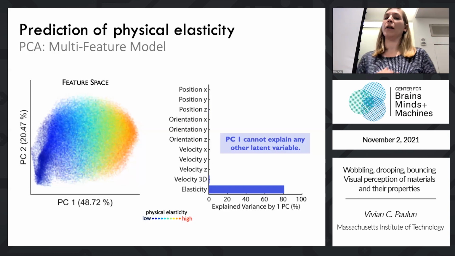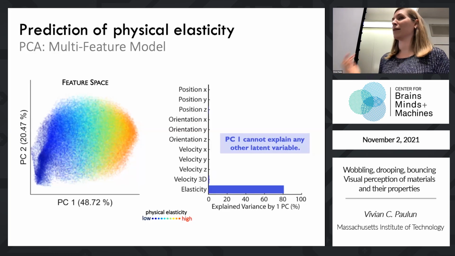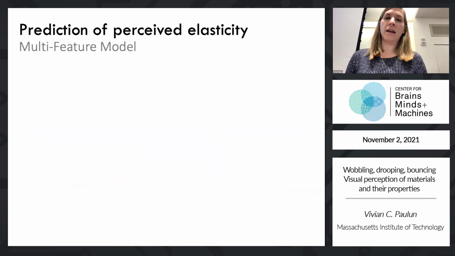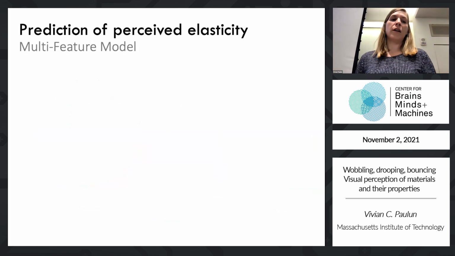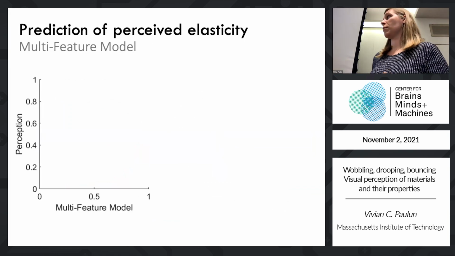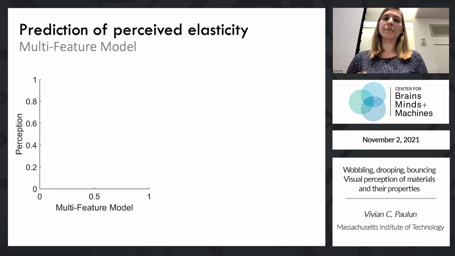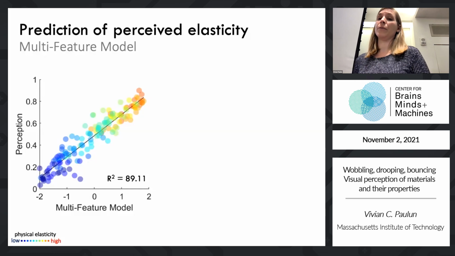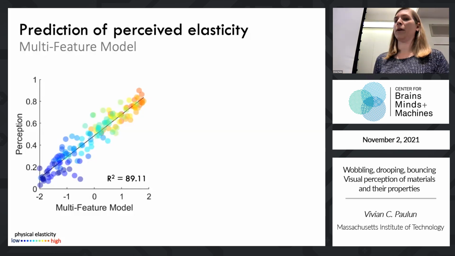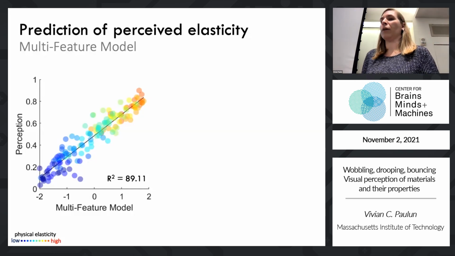So that's really cool. Now, the key question is, can we actually explain perceived elasticity? And that's what I will show you here. So perception as a function of this multi-feature model. And again, this is just principal component 1. And indeed, we can predict perceived data from experiment 1 very well. And this is impressive. Again, we did not fit the model to perception. We basically just observed the covariance in this large data set.